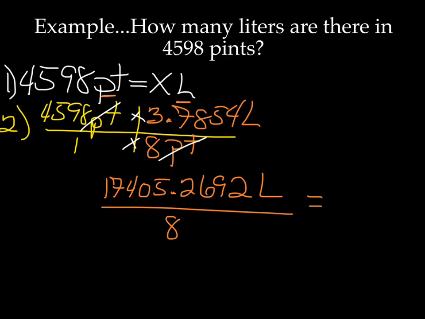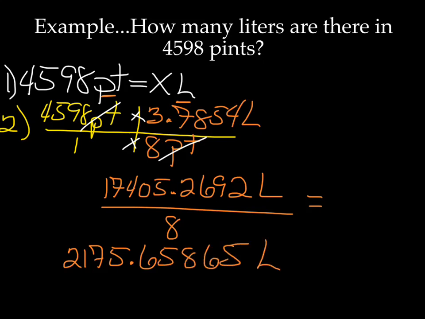When you're dividing, something looks like a fraction, which number goes in the calculator first? The top one. So then I end up with 2,175.65865 liters. Okay, the last thing we need to do now is figure out the number of sig figs. So because these two numbers here came from the table, we're not going to count those into determining the number of sig figs. We're just going to use our original number, which has 4 sig figs, which means our answer needs to have 4 sig figs.